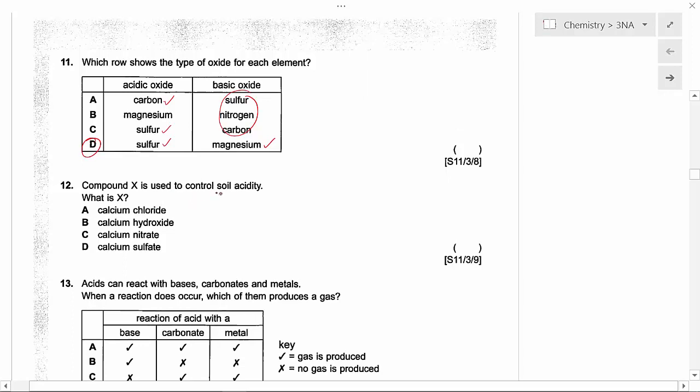Compound X is used to control soil acidity. In other words, if the soil is too acidic, you add this. It has to be either calcium oxide or calcium hydroxide. You look for these two terms only. Calcium oxide or calcium hydroxide. Answer is B.